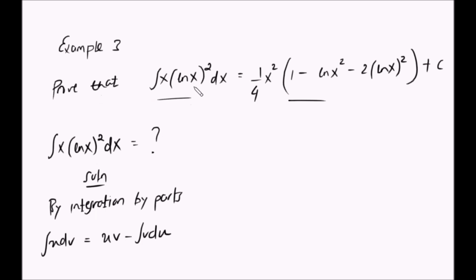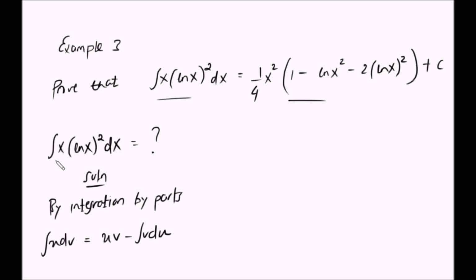So prove that if I integrate x times the square of ln x with respect to x, I'm going to get this very long thing: 1 over 4 x squared times 1 minus ln of x squared minus 2 times the square of ln x. So plus c, where c is constant. So we just have to integrate this and then jibu letu inabidi lifanane na hii hapa.